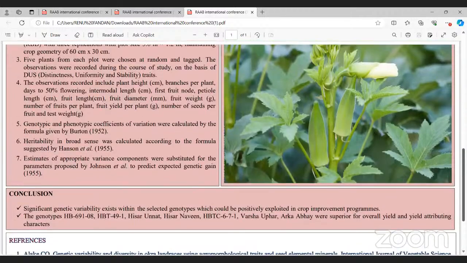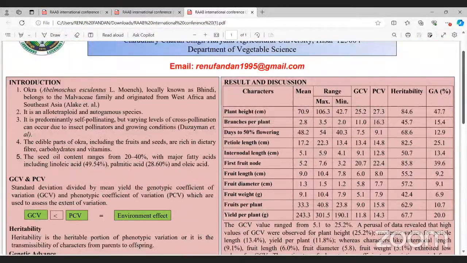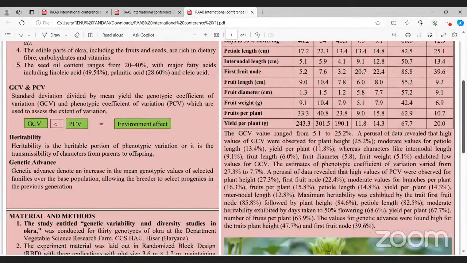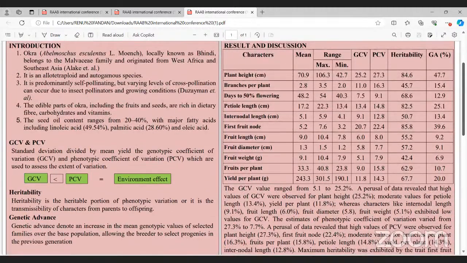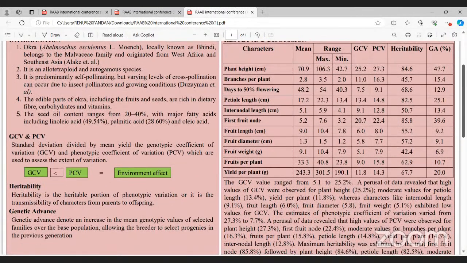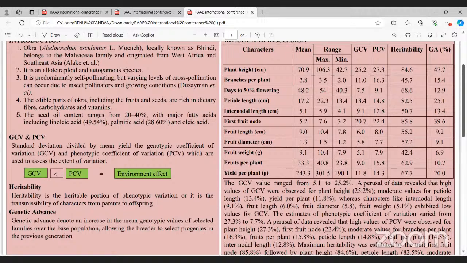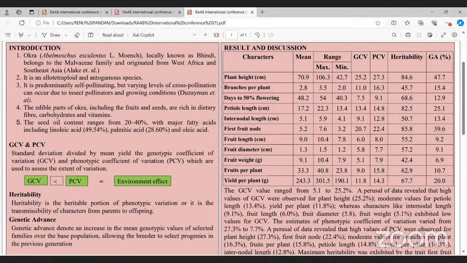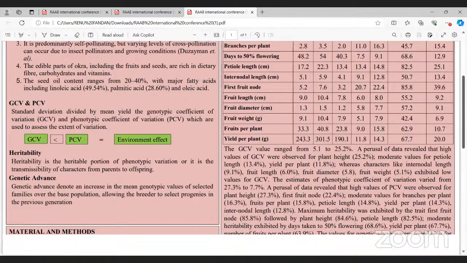Next, the results of the experiment conclude that higher values of GCV, PCV, heritability, etc. are observed for plant height, and moderate values of GCV, PCV, heritability and genetic advance are observed for fruits per plant or the yield per plant. That means high values of GCV, PCV, heritability and genetic advance show that the characters are highly heritable, and they can be used for improvement in further breeding programs.